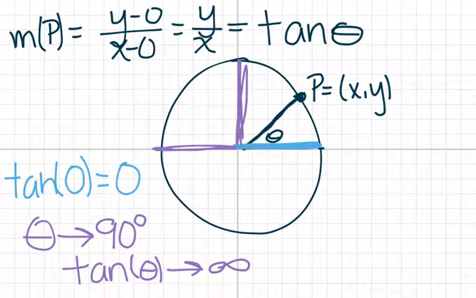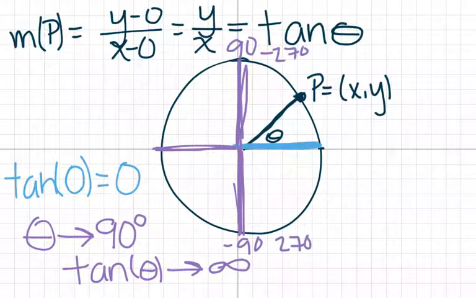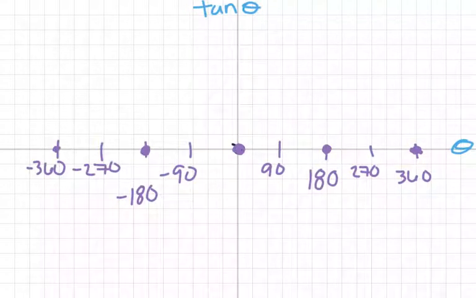Since for the angles positive and negative 90, or you could also think of them as positive or negative 270 degrees, both of those angles will give you terminal sides that are vertical, so they have undefined slope. So at 90 and negative 90, or negative 270 and 270, we're going to have asymptotes on our graph of tangent.